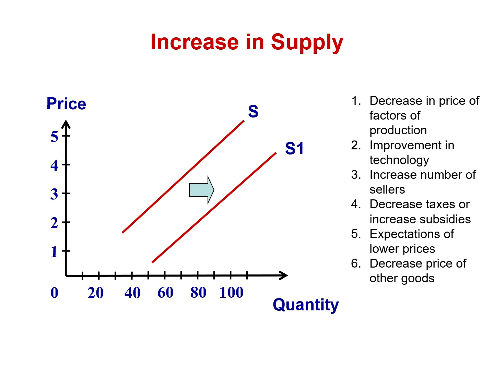Now, expectations of lower prices and the price of other goods. As I said, these aren't quite as relevant as the other four. But if you're a manufacturer and you expect the price of the product you're producing or the service you're providing to decline in the future, you may be incentivized to increase supply today.